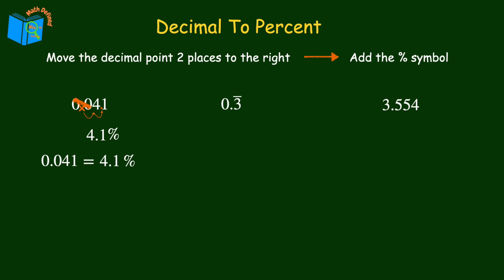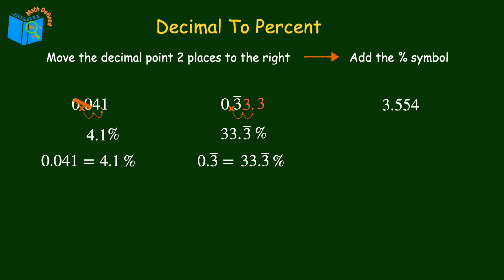Pretty easy. Let's look at this next decimal number, 0.3 repeating. We'll move the decimal point 2 places to the right, but we are not going to fill the empty space with a 0. We need to fill it with a 3 instead, because the 3 is repeating. And let's go ahead and place another 3 to the right of the decimal point as well. Now we can add the percent symbol. And 0.3 repeating as a percent is 33.3 repeating percent.